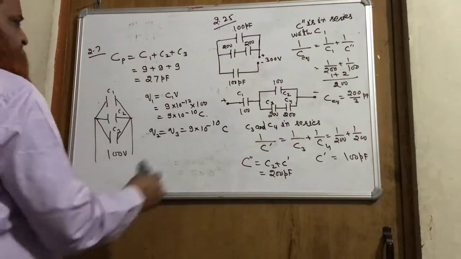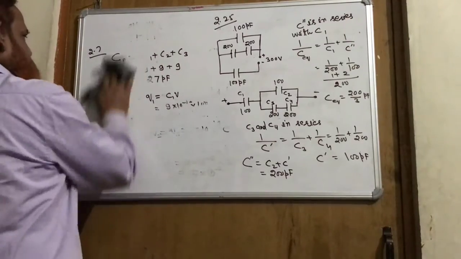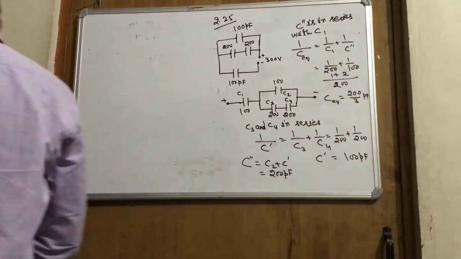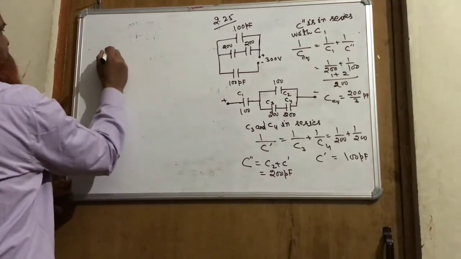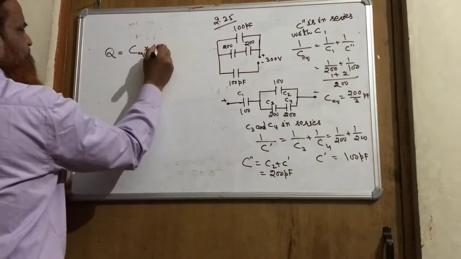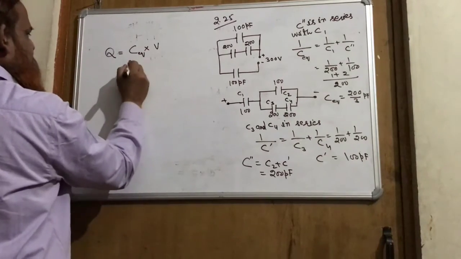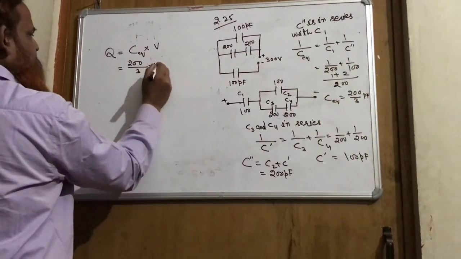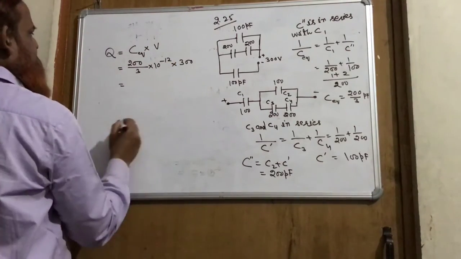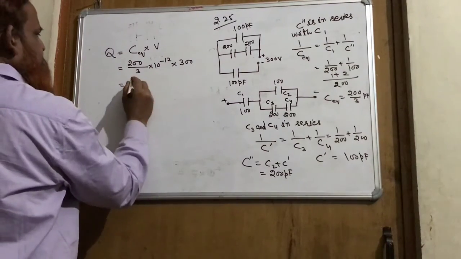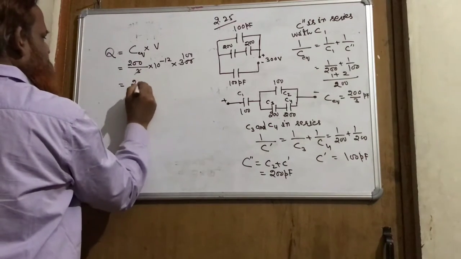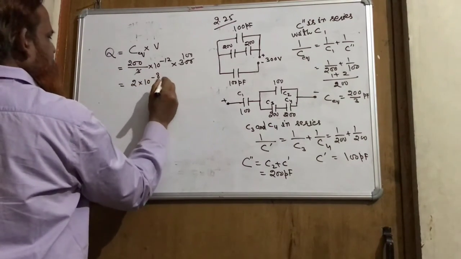Now we want to find the charge on each capacitor. So we will find the total charge. Q is equal to C equivalent into V. So C equivalent is 200 by 3 into 10 to the power minus 12 multiplied by 300. It will be 2 into 10 to the power minus 8 coulomb.